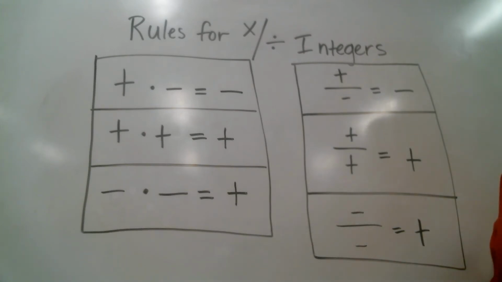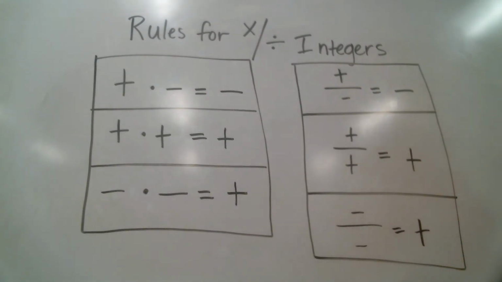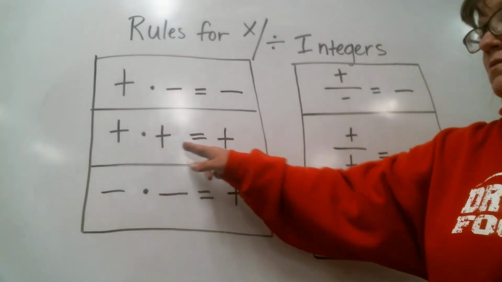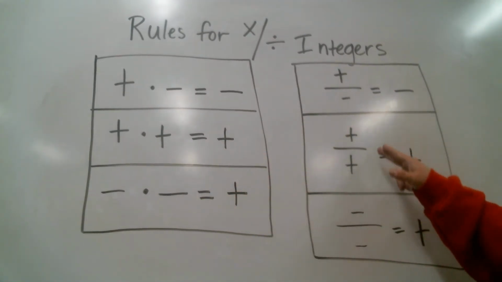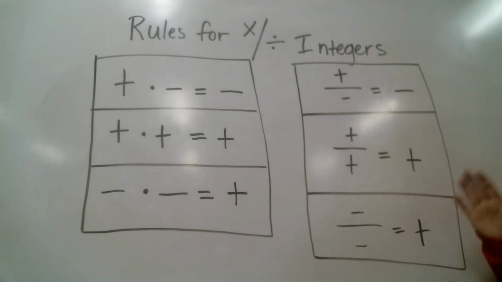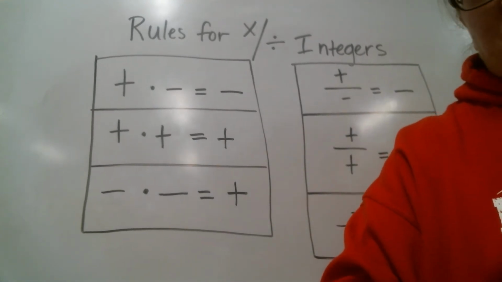And remember, these are rules for multiplying and dividing, so please don't get them confused with rules for adding and subtracting. Then if you've got two signs that agree, that are the same, then your answer is going to be positive. Positive times positive is positive, negative times negative is positive. Same thing with dividing. Okay, if the signs agree, your answer is positive. If the signs disagree, it's negative, your answer is negative. Okay, let's pause and get ready to write down some examples.